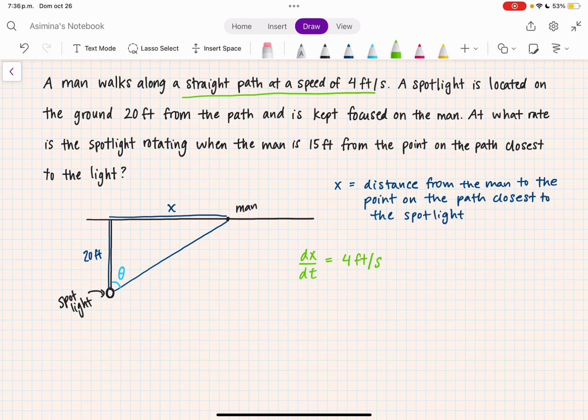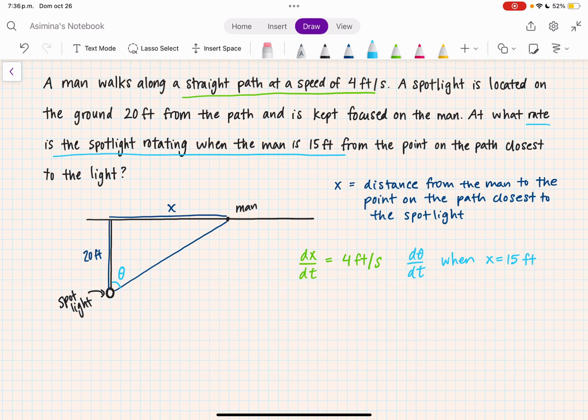Okay, now what is it we're being asked to find? Well, we're being asked to find at what rate is the spotlight rotating when the man is 15 feet from the point on the path closest to the light. So that means we're being asked to find dθ/dt when x equals 15 feet.